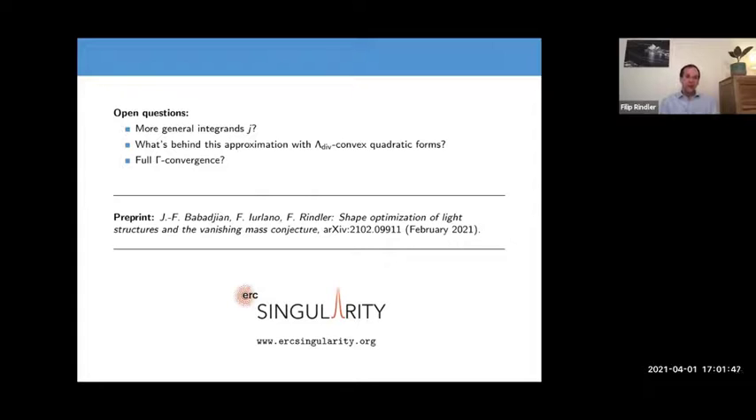And then I'm kind of intrigued by this approximation with these quasi-convex quadratic forms. It seems too much of a coincidence that we could construct this. So I don't know if there's a more general principle behind it. And finally, you could ask if there's a full gamma convergence result, but there are some real issues. This might be a significant obstruction. Okay, so I think I stop here.